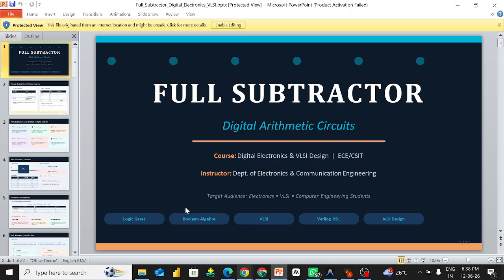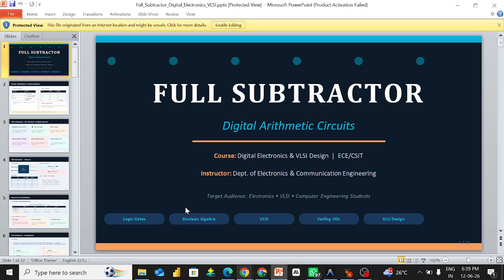A full subtractor is a combinational circuit that can subtract three binary inputs. What are the three binary inputs? A, B, and B in. A means minuend, B means subtrahend, B in means borrow in. And it produces two outputs. What are they? Difference and borrow out.